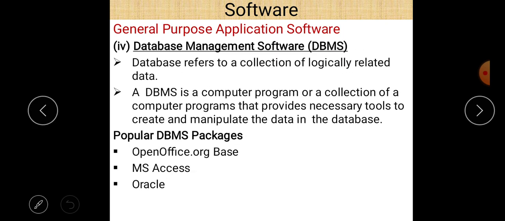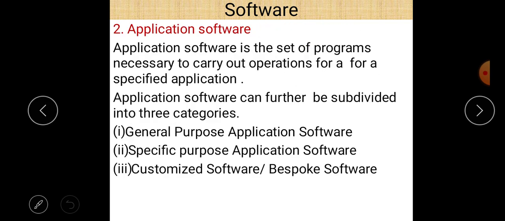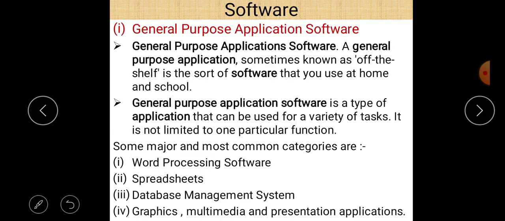So these are the general purpose application software. Again, you can see that application software are those software that are necessary to carry out operations for a specified application, and this can be divided into three basic categories: general purpose, specific purpose, and customized software. So here we already discussed general purpose application software.